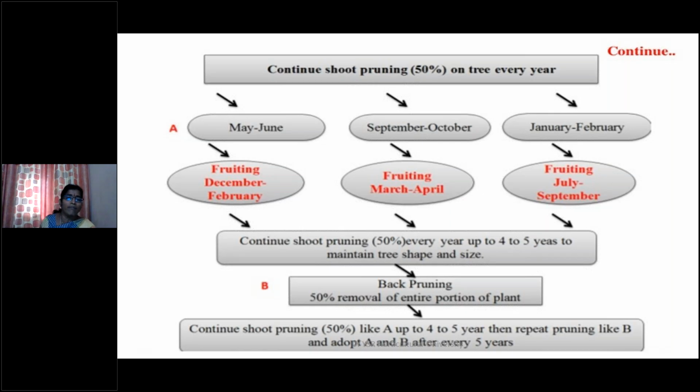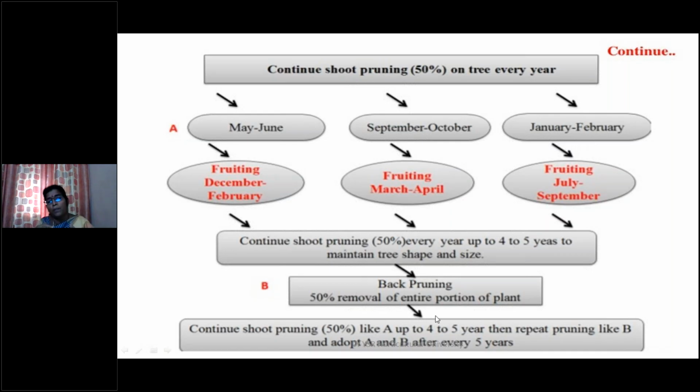So here another thing in ultra high density planting is, again, based on the choice of the season. If a grower wants fruiting in December and February, he has to prune in May to June months. Whereas if the farmer wants fruit harvesting in March and April, then he has to prune in September and October. Similarly, if a grower wants fruiting in July and September, then he has to prune in January and February.